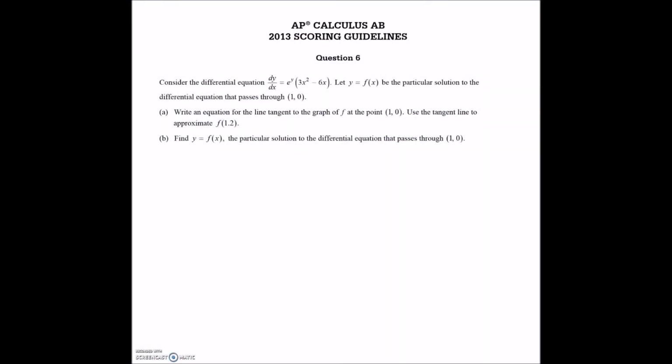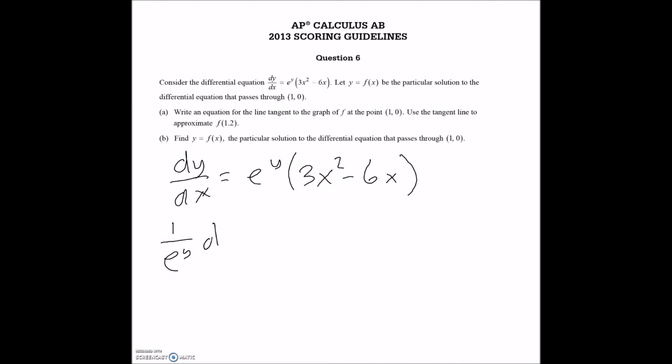Part B of the problem asks us to find y = f(x), the particular solution to the differential equation that passes through the point (1, 0). So we start by writing down the original equation, dy/dx is equal to e^y (3x² − 6x). And then we separate the variables so that all the y's are on one side and all the x's are on the other side. So it'd be 1/e^y dy equal to (3x² − 6x) dx.